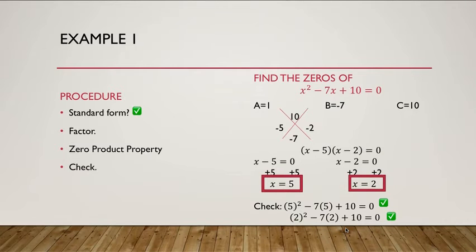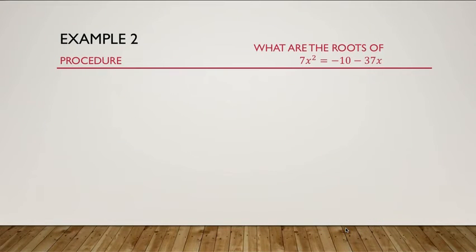Let's look at another example. Example number 2. What are the roots of 7x squared equals -10 minus 37x? Roots, remember, is just another way of saying what are the solutions when this whole thing equals 0.